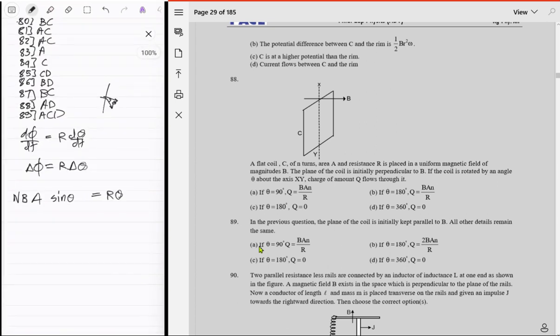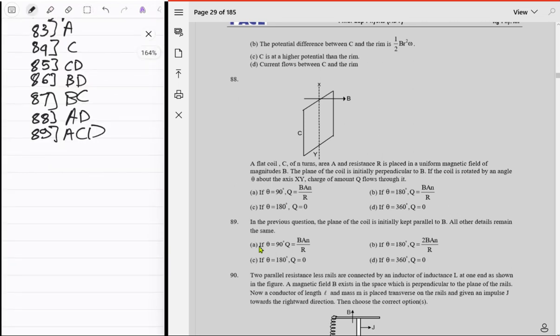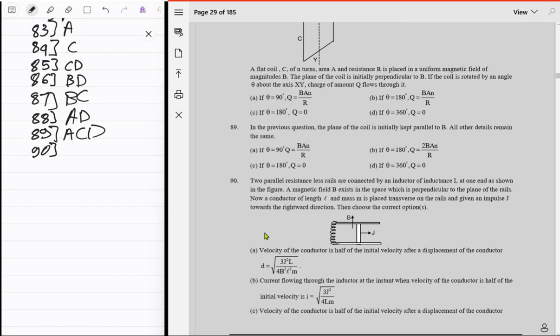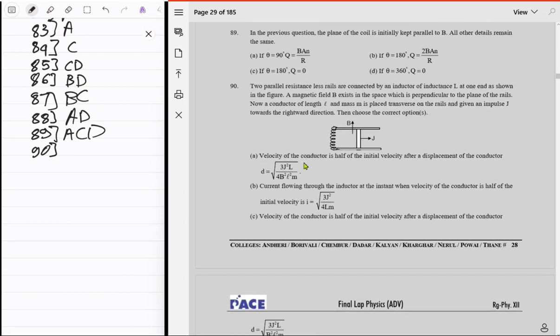Next question. 90. Two parallel resistance less rails are connected by an inductor of inductance L at one end as shown in the figure. A magnetic field B exists in the space which is perpendicular to the plane of the rails. Now, wait, okay, perpendicular plane of the rails. Okay, cool. अच्छा ये चीज okay cool. A conductor of mass M is given an impulse J towards the right direction. Then choose the correct options.